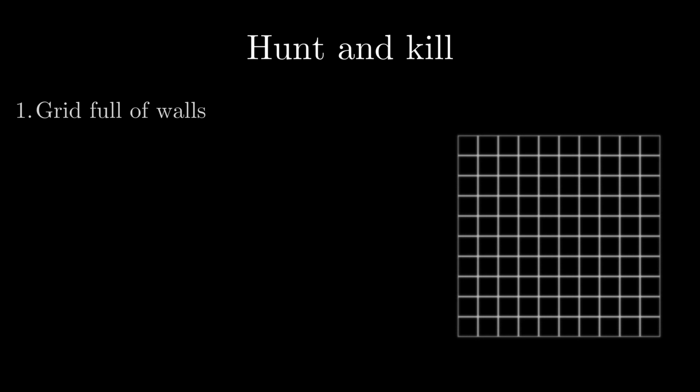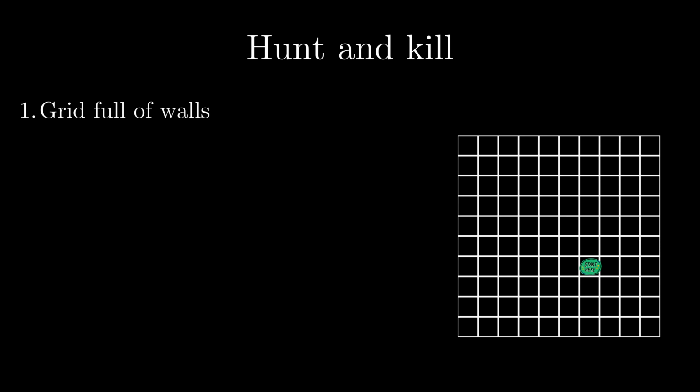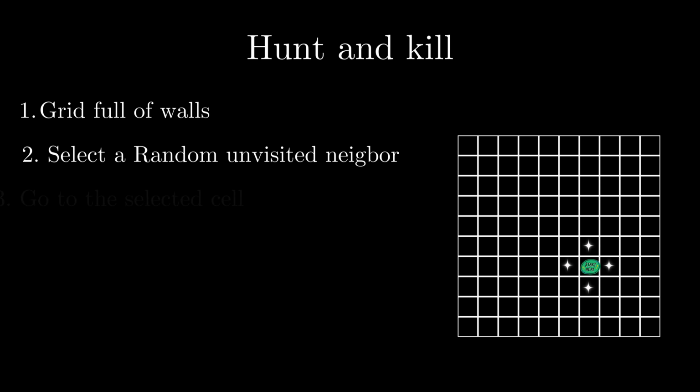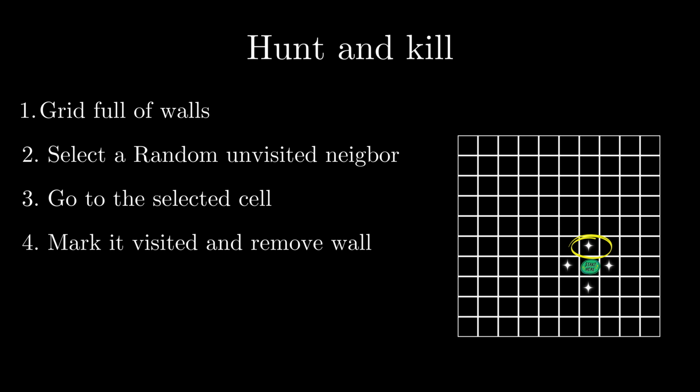Now we move to the hunt and kill algorithm. The hunt and kill algorithm starts with a grid full of walls and a randomly chosen starting cell marked as visited. From this starting cell, the algorithm explores its unvisited neighboring cells. If any unvisited neighbors are found, the algorithm moves to one of these cells, removes the wall between the current cell and the new cell, and marks the new cell as visited.